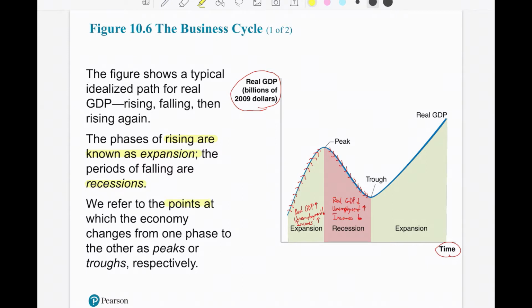Now, we also have those points where we change from one phase to the other. So that's going to be peaks, which is where real GDP reaches its max during that portion of the business cycle. And then we also have the trough, where real GDP bottoms out. So typically a business cycle is going from one peak to another peak, or from one trough to another trough, and that's how we typically measure the business cycles.